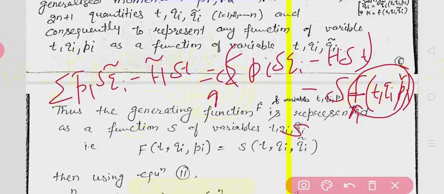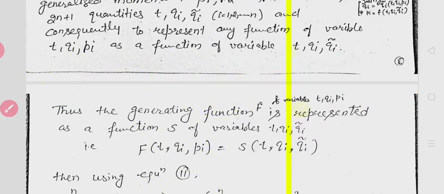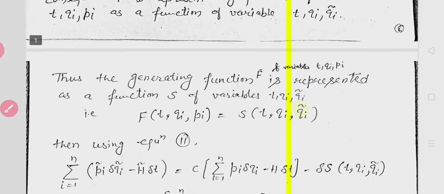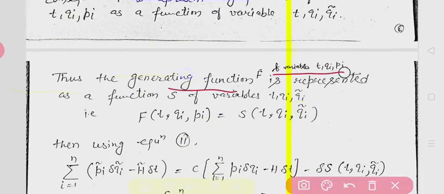That function I denote by S. So S will be a function of T, Qi and Qi tilde. Right. So we will say that the generating function F of the variables is represented by a function S of T, Qi and Qi tilde. That means we are writing this thing.